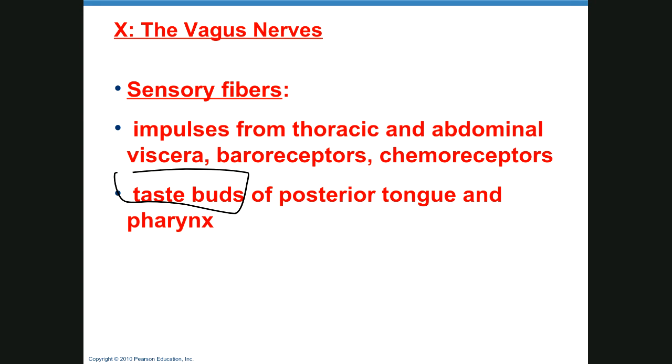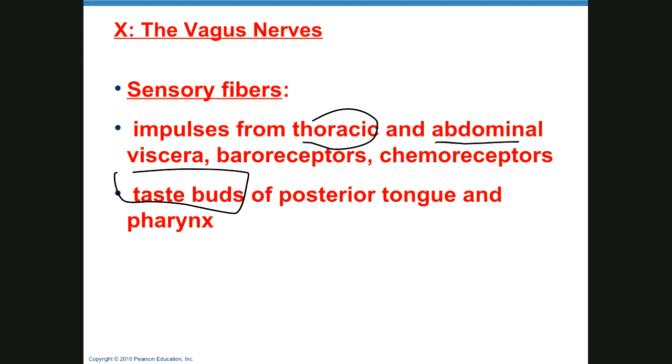It also brings in sensory information from interoreceptors in the aortic artery, in the abdominal area, thoracic area, etc. It is a very, very important nerve.